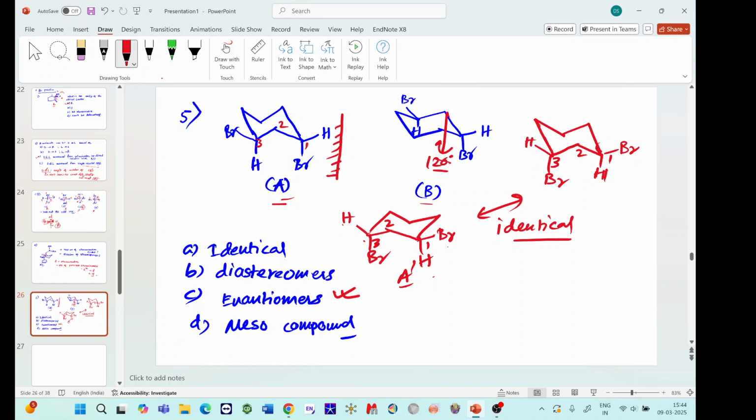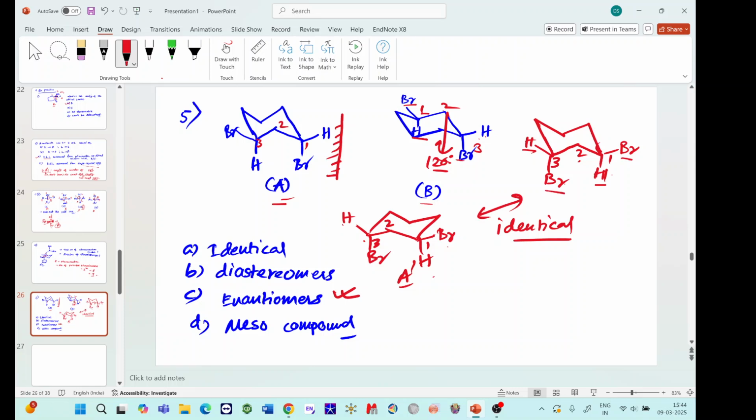So this is my 1, 2 and 3. I have rotated it so that my 1 position is here, the 2 position has come here and the 3 position has come here, but the relative arrangement is the same. At the 1 position, bromine is equatorial and hydrogen is axial. At the 3 position, hydrogen is equatorial and bromine is axial.